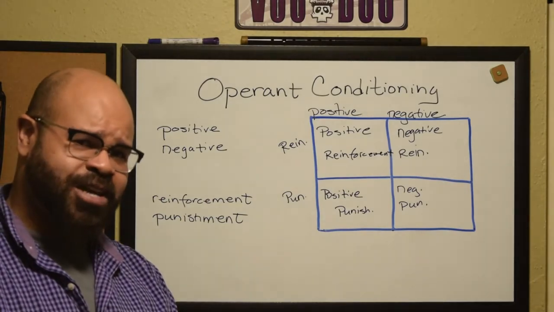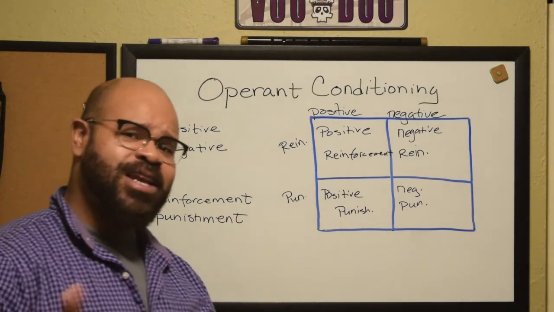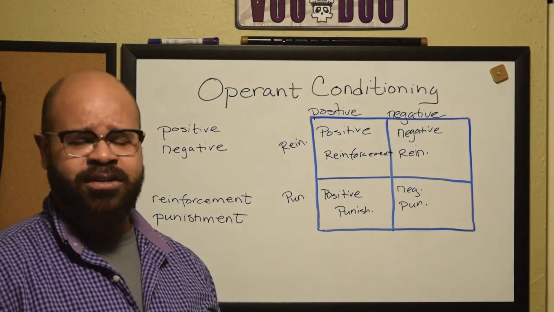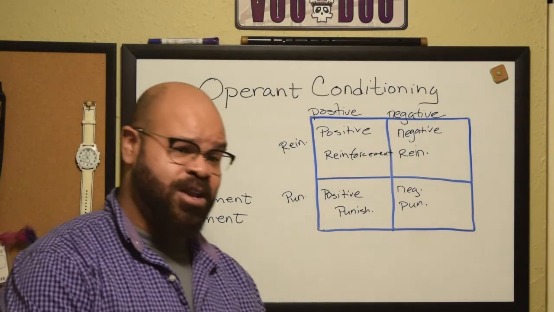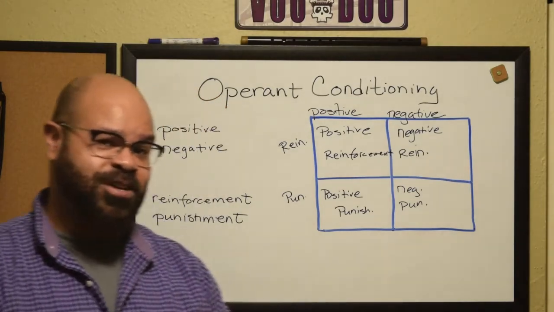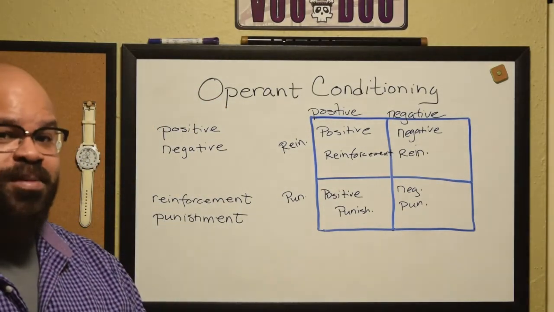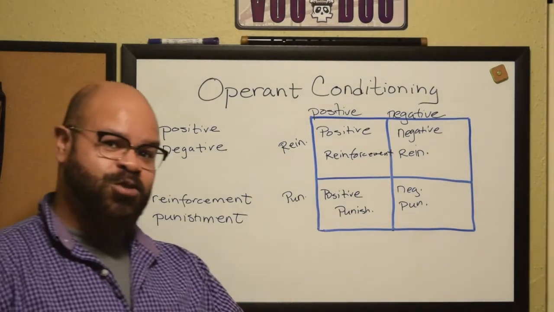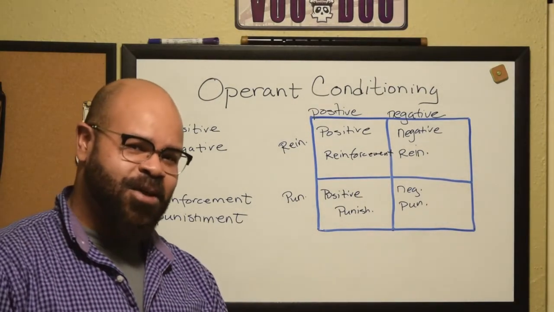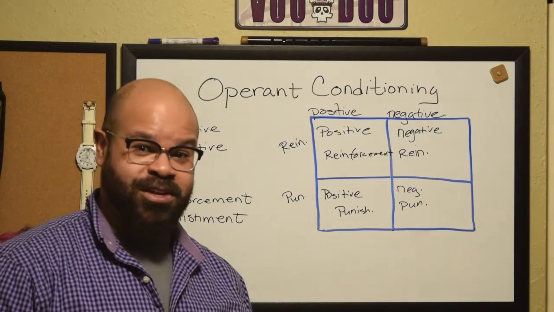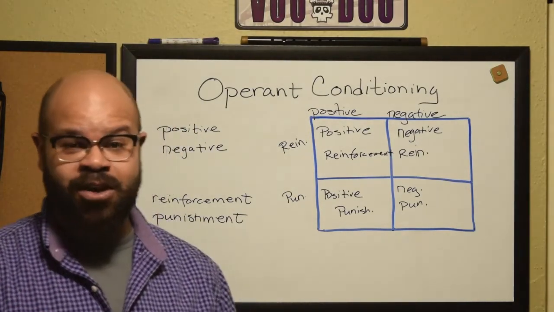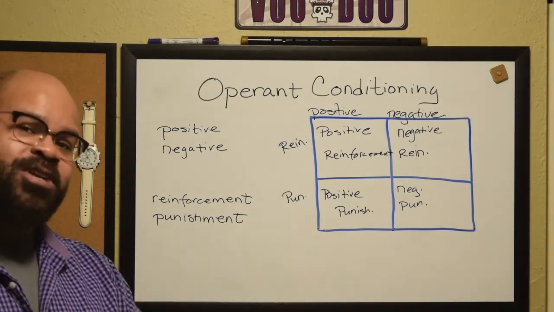Now, think for a second, what type of thing do I need to take away from you in order to increase a behavior? Is it going to be something you wanted, or is it going to be something you didn't want? Well, it's probably going to be something you didn't want. In the case of a negative reinforcement, generally, I'm going to take something away that you don't like. I'm going to take something away that's annoying.